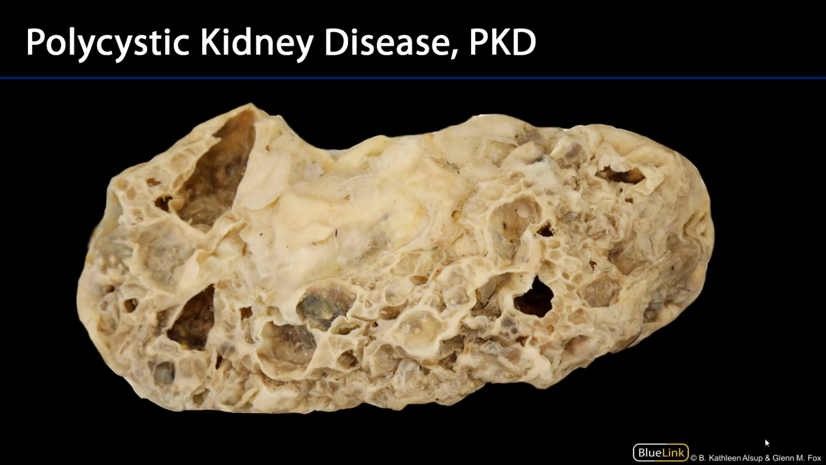And so for the first example I have for you is a kidney which is affected by polycystic kidney disease, or PKD. Polycystic kidney disease is a group of genetic disorders that can lead to a kidney being covered or imbued with many fluid-filled cysts.